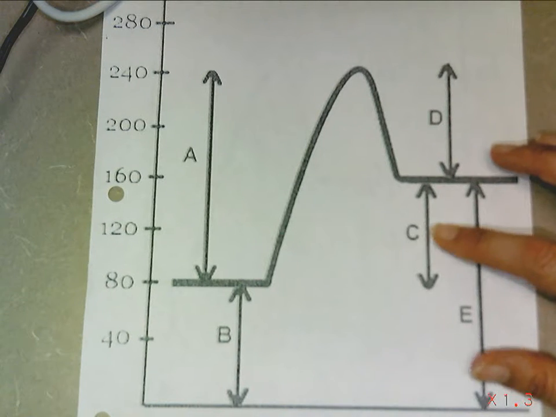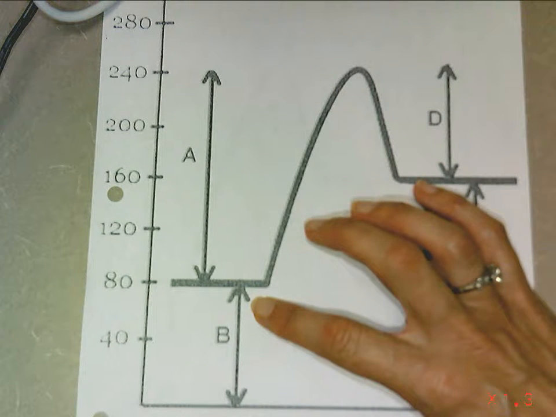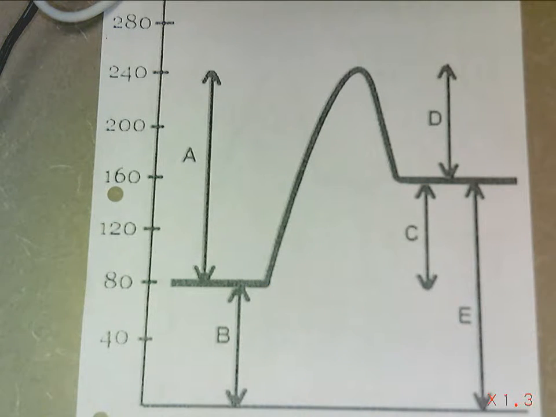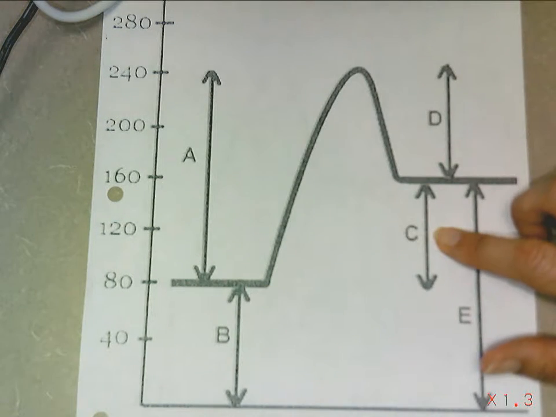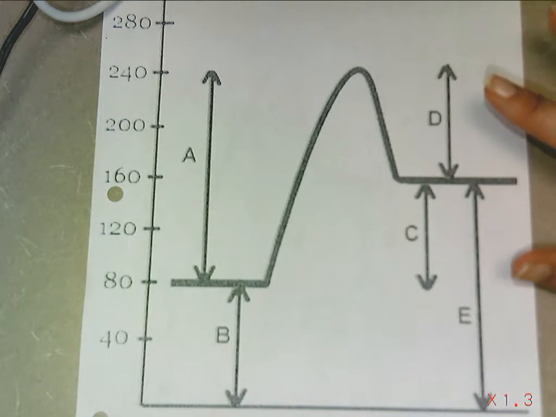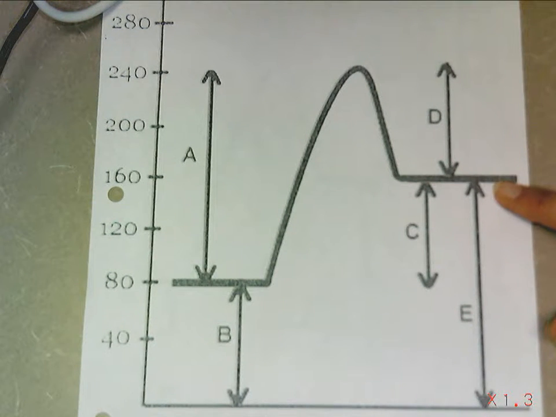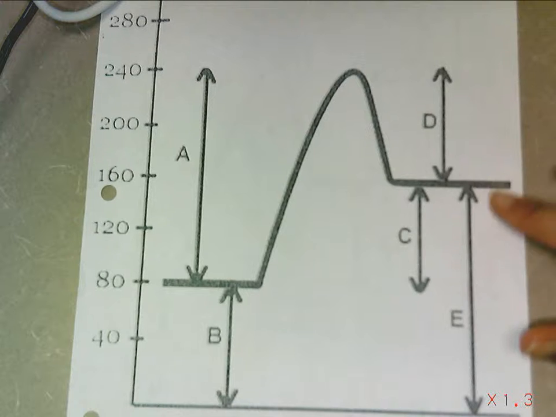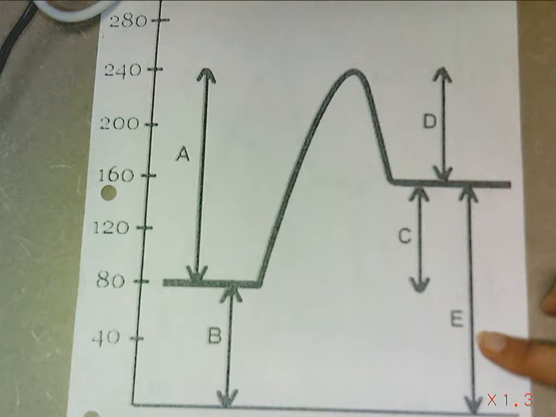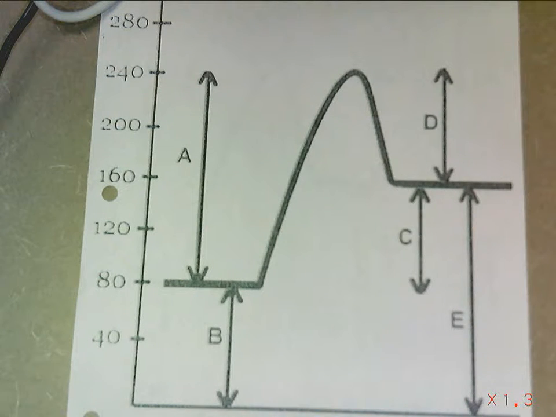B is the energy or enthalpy of the reactants. The height of the reactants. This is delta H of the reaction. We don't know this yet, okay? That's for another time. This, the height of the products, this is the delta H of the products. Very good. Now let's do numerical values.